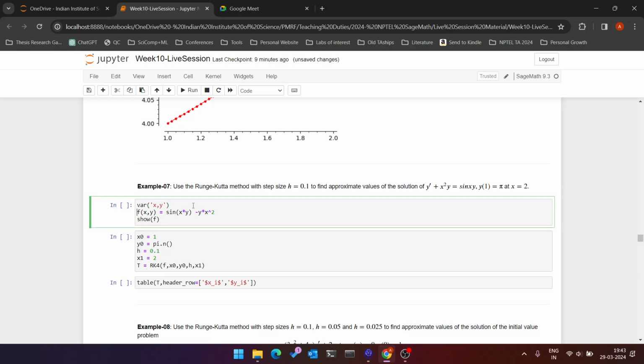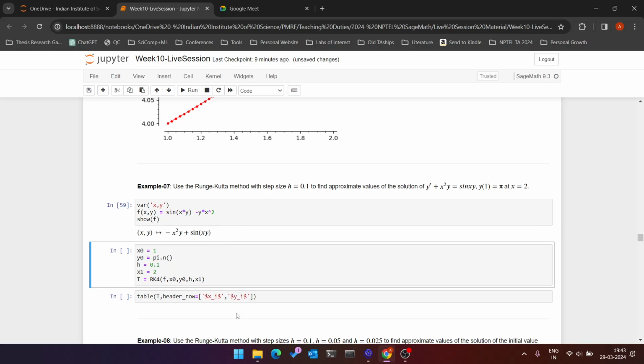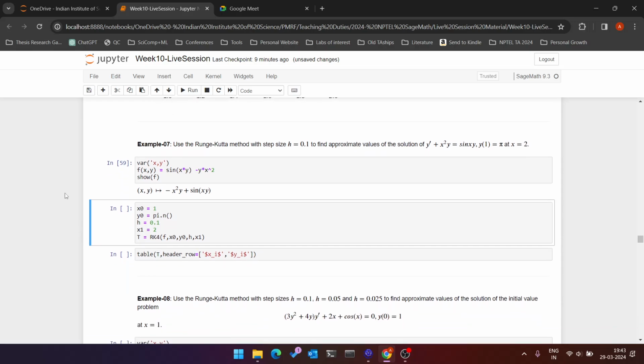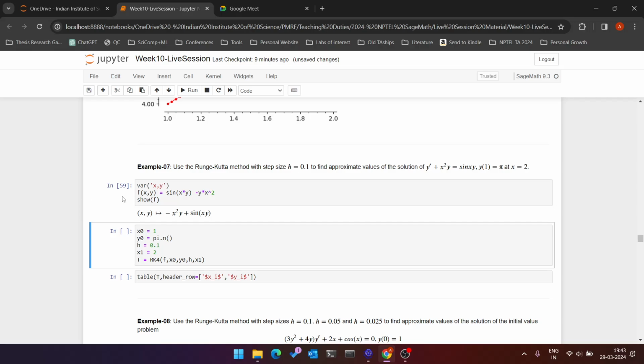First, we specify the variables x and y. Next, we write down the function f of x y, which is nothing but y dash. So it will be sine of x y minus x square y. This is how it looks like. No easy way to solve this analytically. Maybe if you know, you could let others as well know how to do so. So to get the approximate solution, we'll be using Runge-Kutta method, fourth order, we have already developed the function above.